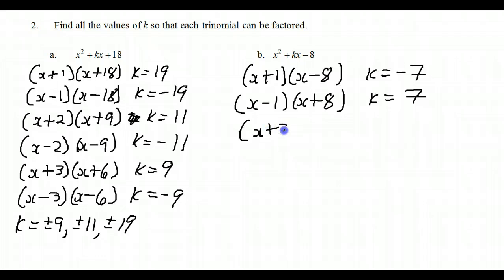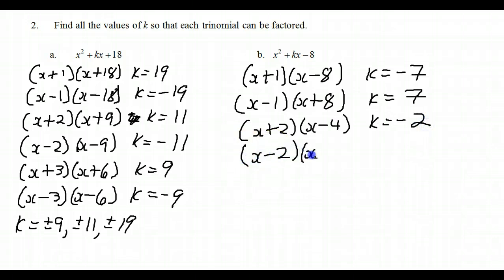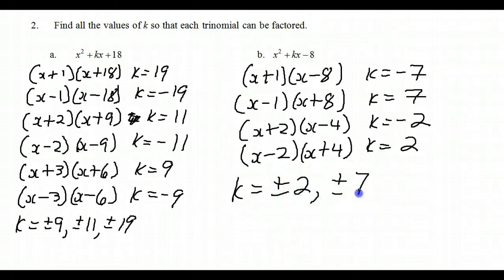What else multiplies to 8? Well, how about 2 and 4? And they have to have opposite signs. This will give us k is negative 2. X minus 2, x plus 4. Again, these multiply to negative 8. And they have to have opposite signs. There's nothing else that will factor, no other factors of 8. 1 and 8, 2 and 4. After that, we're saying 4 and 2. We've already dealt with those factors. So k can be plus or minus 2 and plus or minus 7.